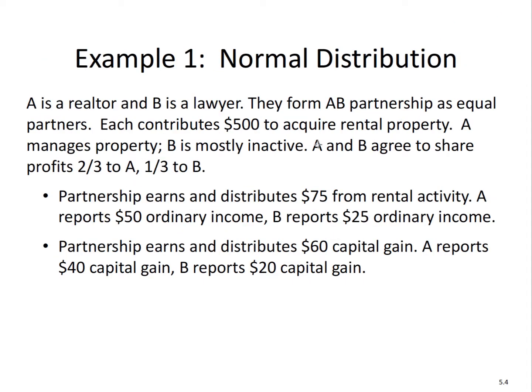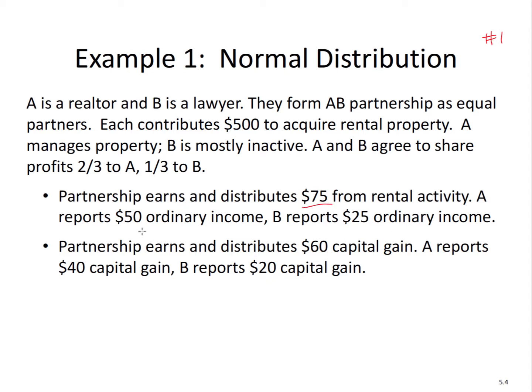So let's go through some basic examples. So here's the normal distribution. This is number 1. This is where we have number 1. So A is a realtor and B is a lawyer. They form an A-B partnership as equal partners. Each contributes $500 to acquire rental property. So the partnership has $1,000 total. A manages the property. B, though, is mostly inactive. A and B agree to share profits 2/3 to A, 1/3 to B, because A is doing more work. They're managing property, even though they contribute the same. The partnership earns and distributes $75 from rental activity.